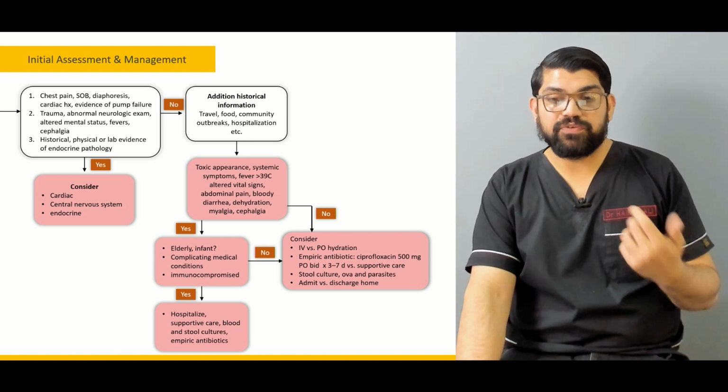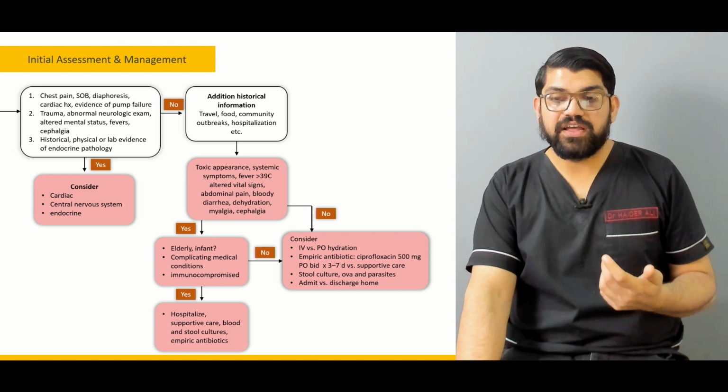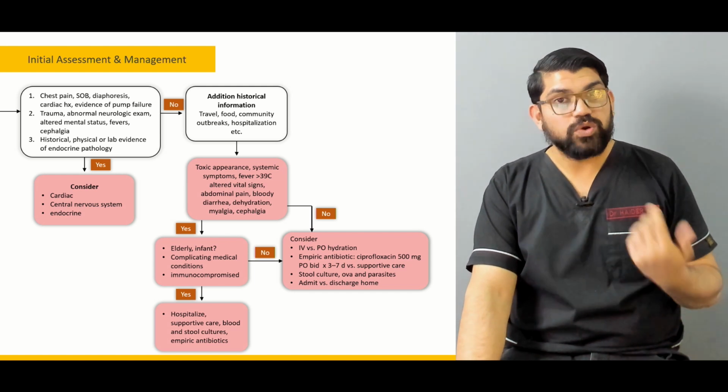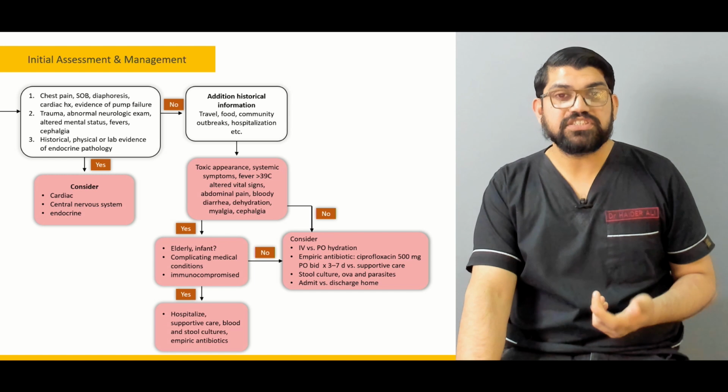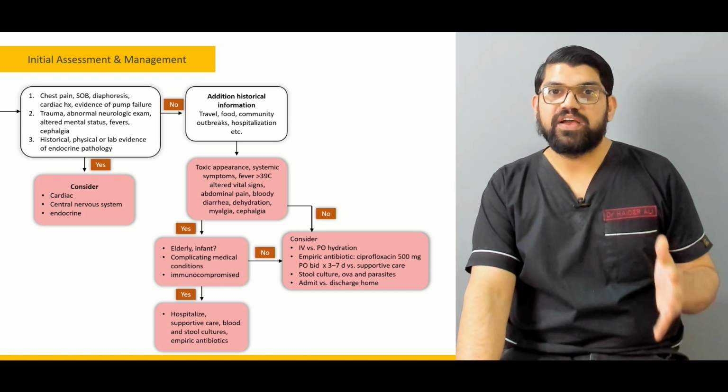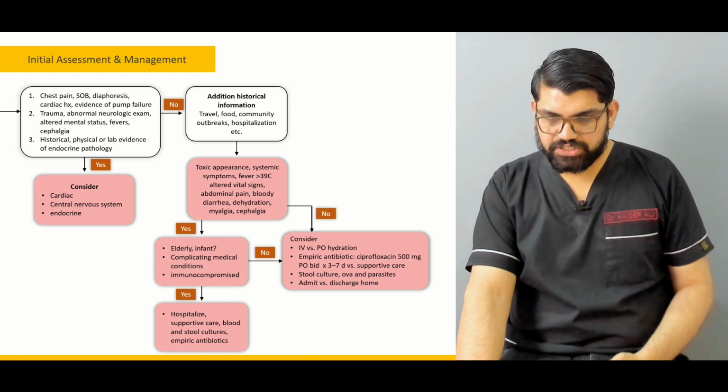Empiric antibiotics, ciprofloxacin, could be given 500 milligrams for 7 days. Stool cultures and ova and parasite cultures, and a decision should be made on admission versus discharge home.